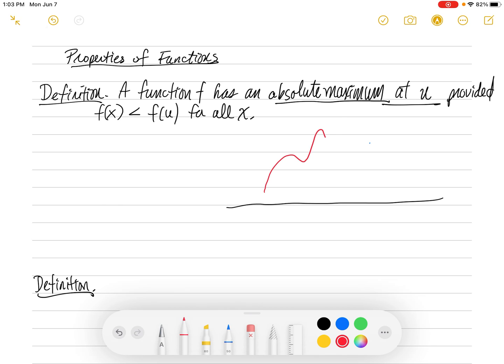Maybe I got something like this. Okay. And let's say right here we have u. So if I take u, hit the graph, and I trace this back to my y-axis over here, that outputs f of u. And f of u is going to be the absolute highest y value on this graph, right? There's no y value that's above f of u on the graph. So it's the highest place. So this here is the absolute max at u.